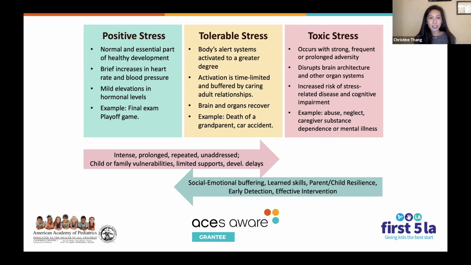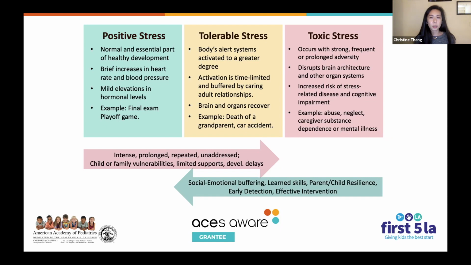And then in the middle section in our yellow, that's our tolerable stresses. Our body is equipped to handle those. So your body's alert system is activated to a greater degree than that positive stress section. That activation is time limited and buffered by caring adult relationships. So when you think back to those examples that we have here, the death of a family member, being involved in a car accident, there are those buffering relationships, those safe, stable, nurturing relationships that sort of help you get through those instances.